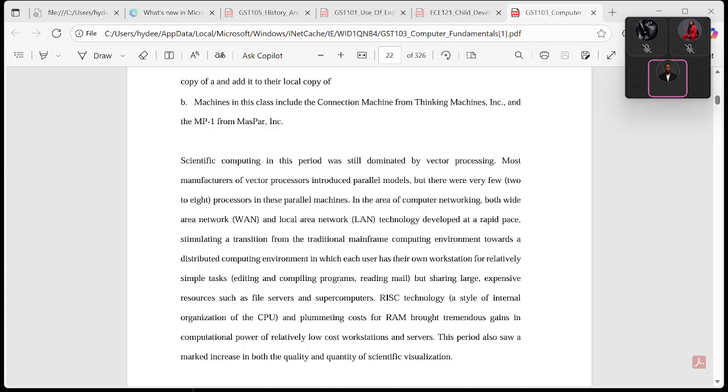And in the fifth generation, we now had wide area network, we had local area network, and a distributed computing environment. When we say distributed computing environment, we mean user friendly. I can be in my home, you can be in your home, and we can connect, we can talk. When we had a WAN especially, we can connect and talk.